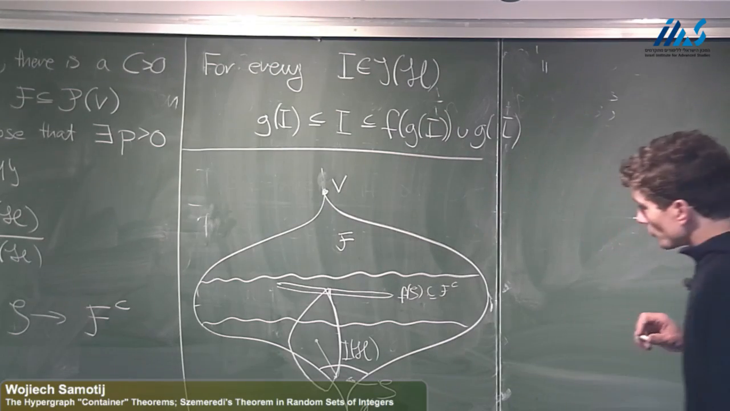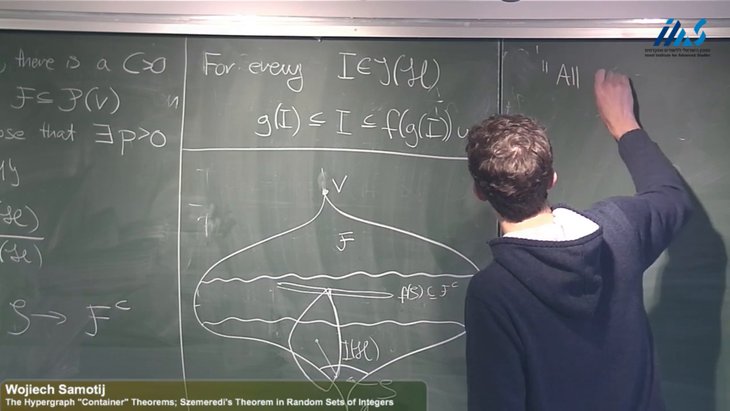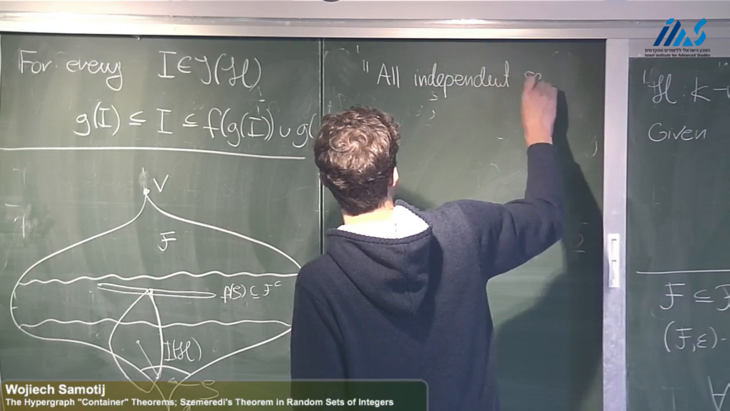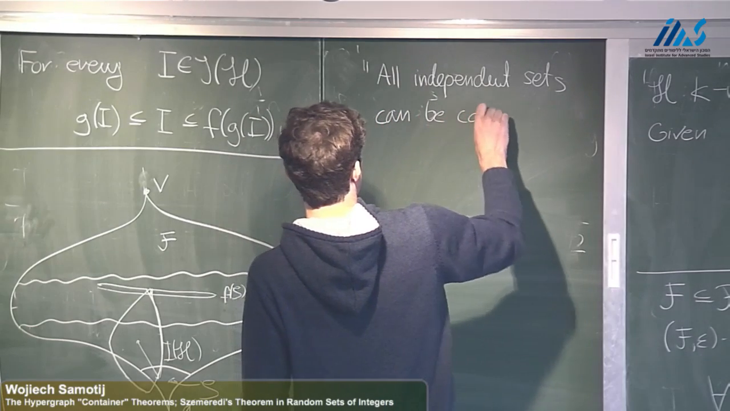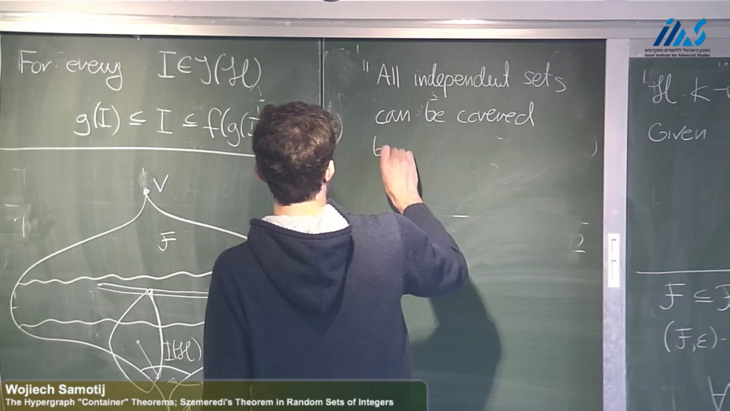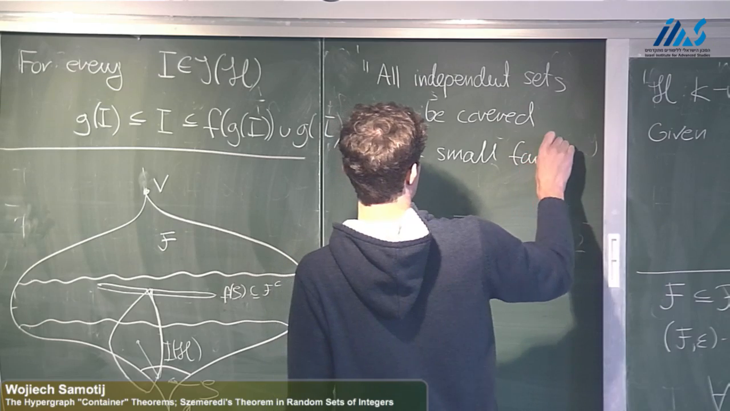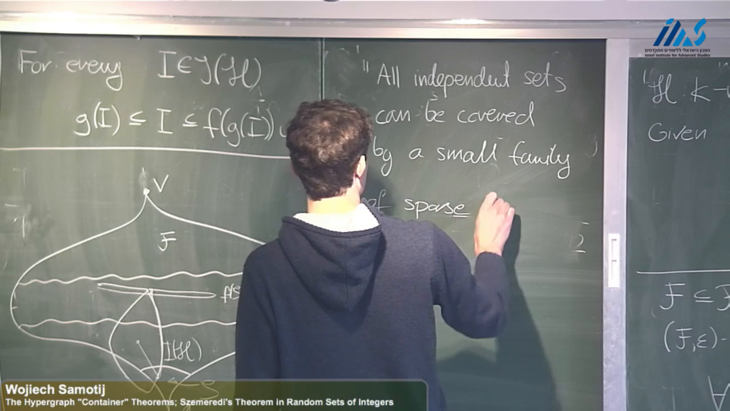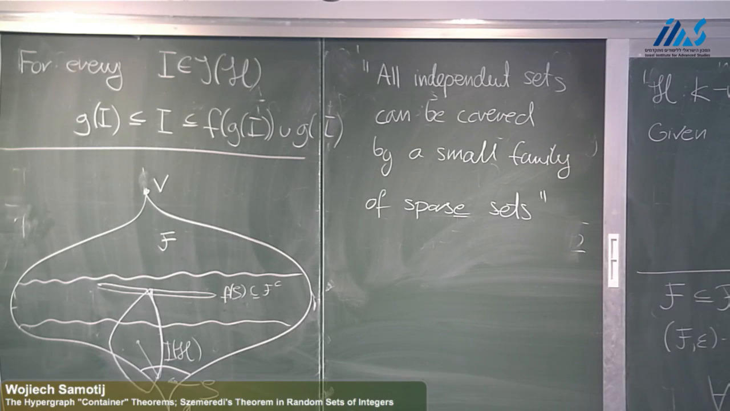So roughly speaking, it says that all independent sets can be covered by a small family of sparse sets. So in particular, there can't be too many.